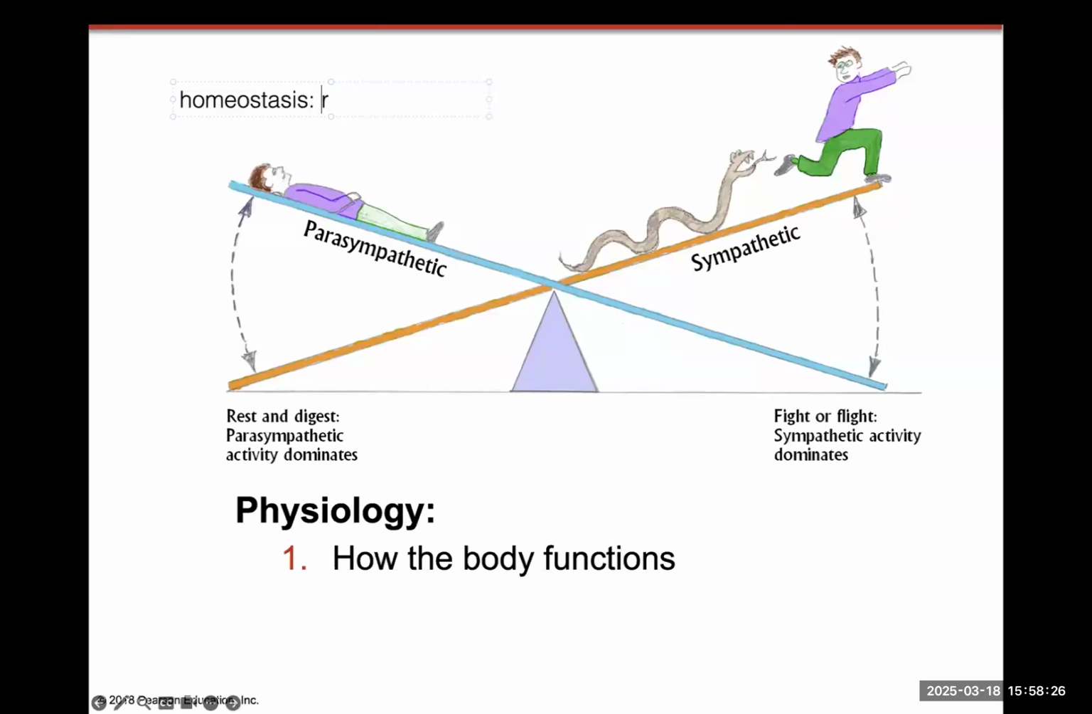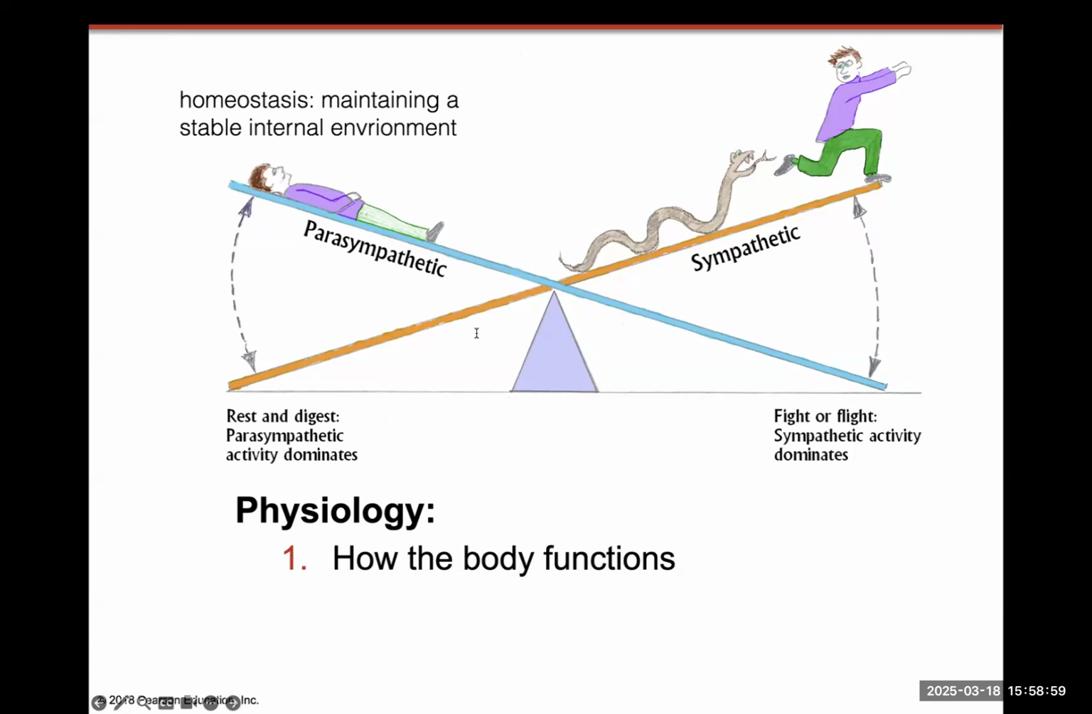So homeostasis refers to maintaining a stable internal environment. Hopefully I spelled that right. I rely on spell check a lot, so sometimes I'll misspell something and hopefully it's going to correct it. If we're going to maintain body functions, we have to have homeostasis. And this thing here is an example.